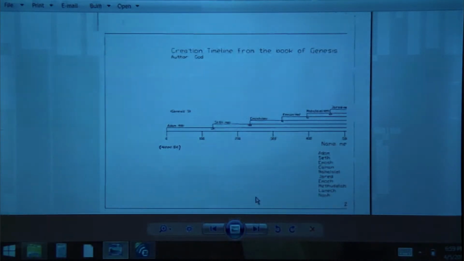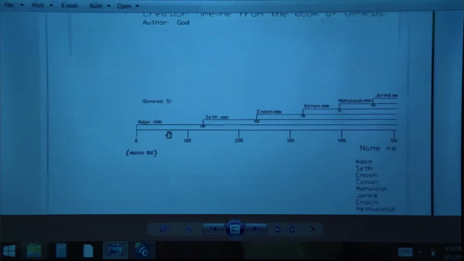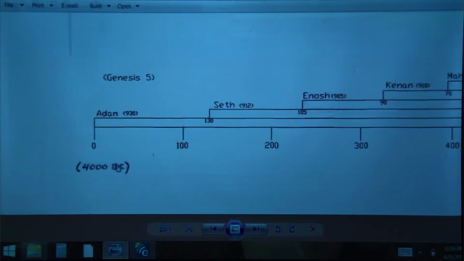Pages 2 through 6 are blow-ups of each individual page. So let me kind of look at this. If you go to page 2 of this handout, and you notice the author of this is God. What this does is this timeline starts at the year 0 and progressively gets larger as we go to the right. So it's looking at God's timeline.